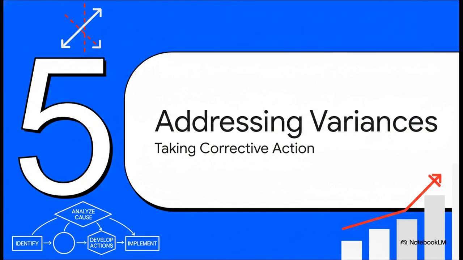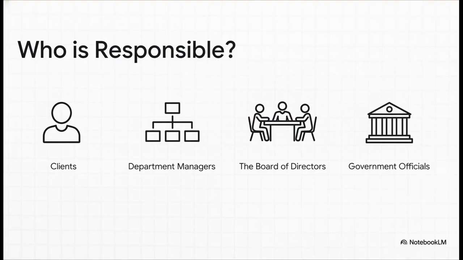Okay, finding a variance is one thing, but our final section is about the most important part of the whole process. What do you actually do about it? How do you take corrective action? So who's on the hook when things go off track? Well, responsibility is formally given to a designated person.